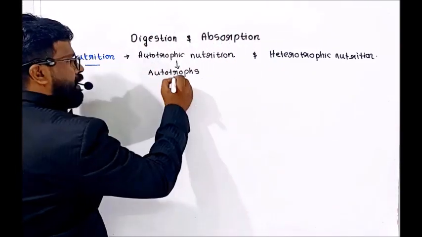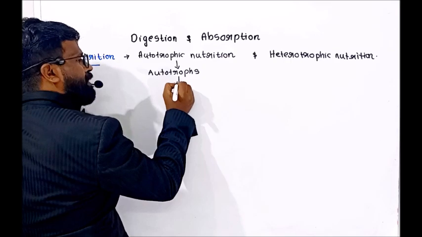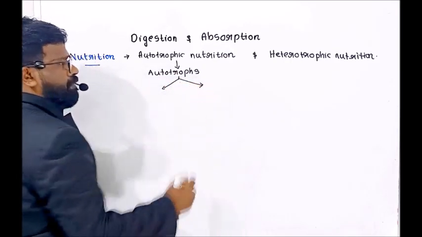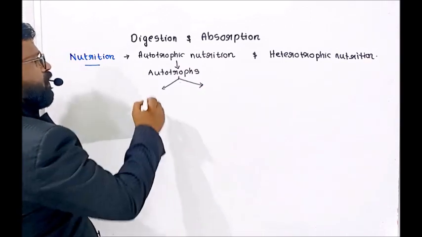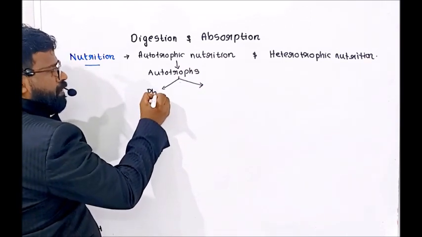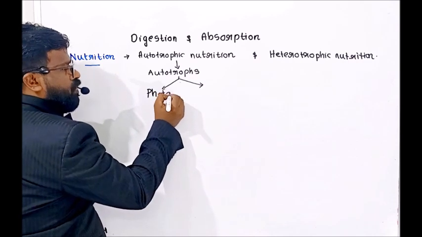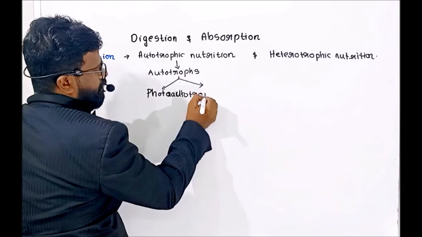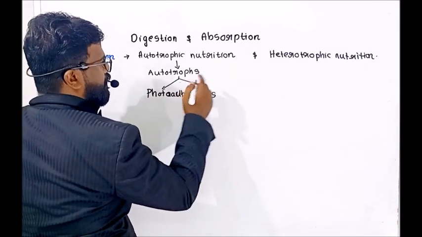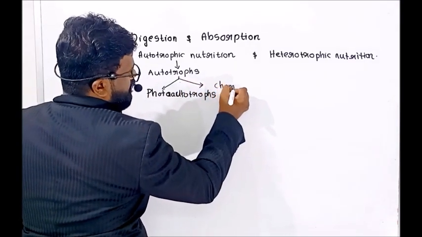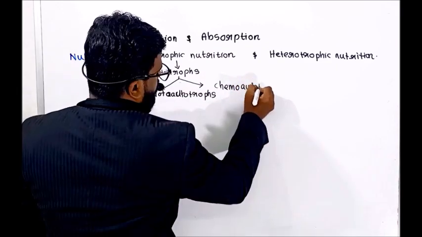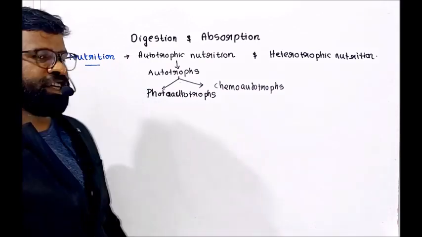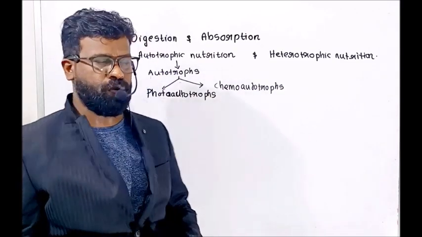These autotrophs are generally of two types: photoautotrophs and chemoautotrophs. These are the two types of autotrophs.